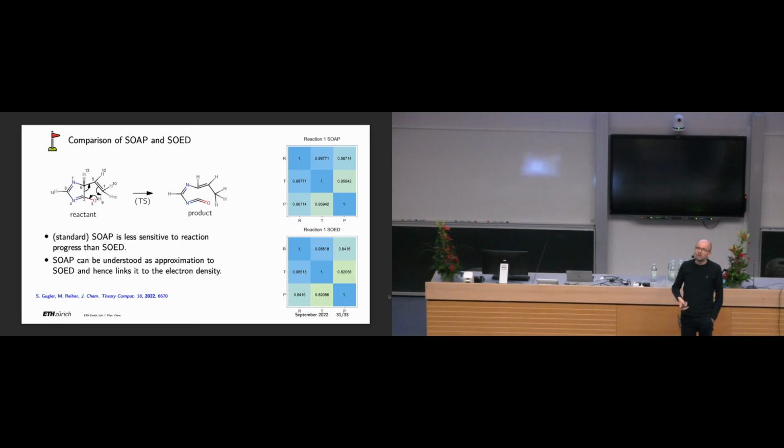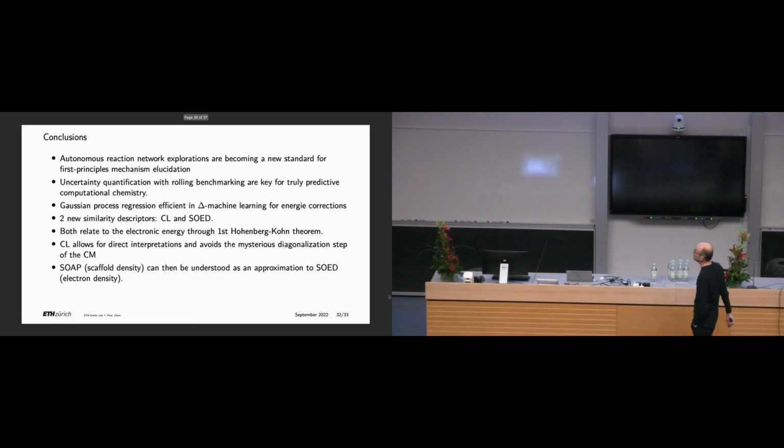What do I mean by tweak? Well, there are these exponents, of course, in the Gaussians for the SOAP that can be tweaked in order to get a better match here. The key point here is that through this comparison, we basically can link the smooth overlap of atomic positions, which was a structural descriptor, to the electron density, which gives us a direct link to electronic structure theory.